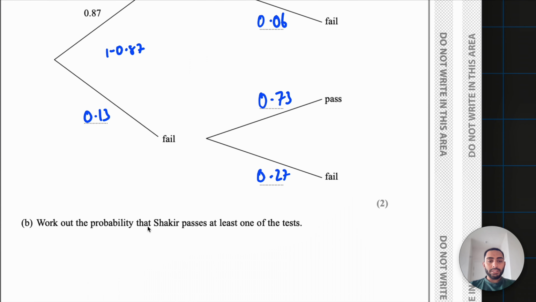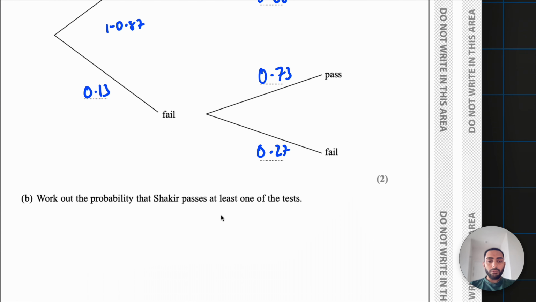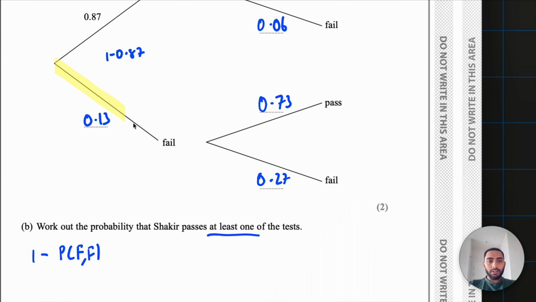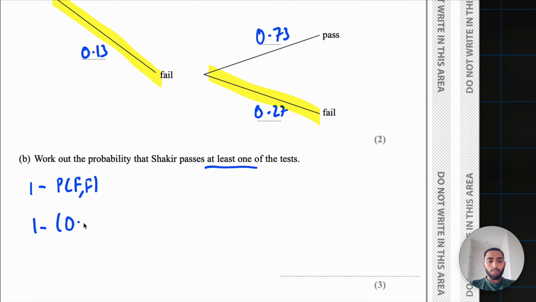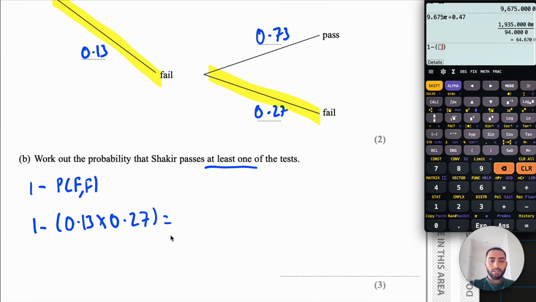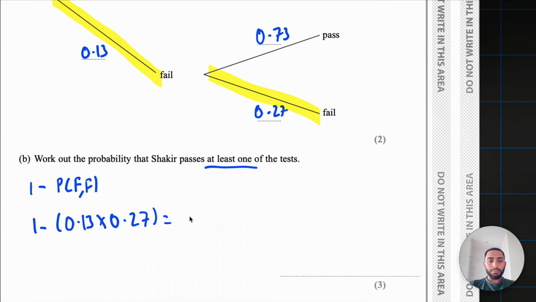Part B, work out the probability that Shakir passes at least one of the tests. So if we're looking for at least one, he could either pass both of them, he could pass and fail, or he could fail and pass, but we don't want fail, fail. So instead of working out all of these 3, we could do 1 minus the probability of failing twice. That's just an easy way of doing it. Instead of working out 3, we just work out this one, take it away from 1. So we want fail, and we want fail again. So we're going to multiply both of these together, take it away from 1. 1 minus 0.13 times 0.27. That'll be our answer. 1 minus 0.13 times 0.27, which is 0.9649.